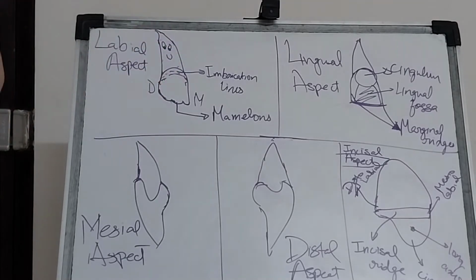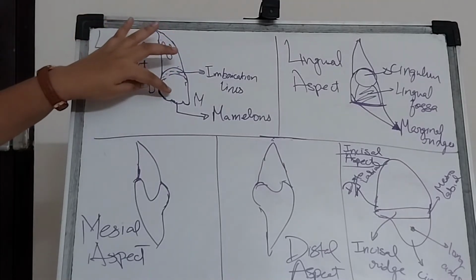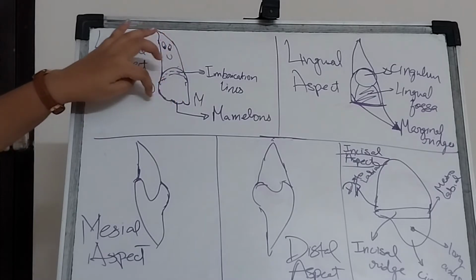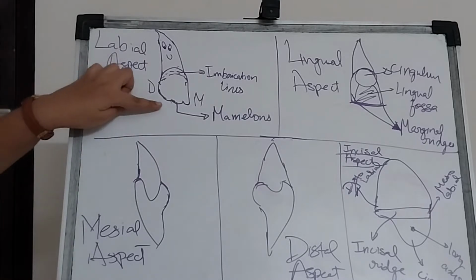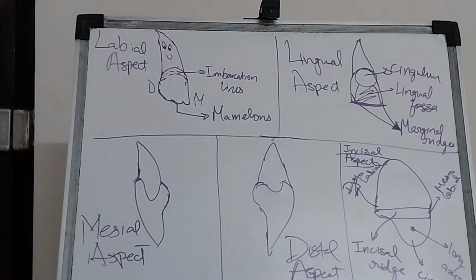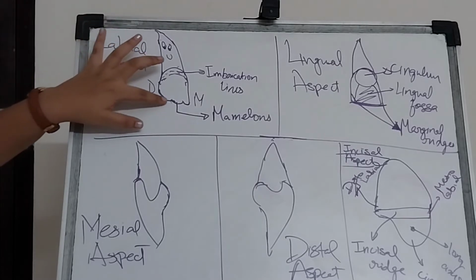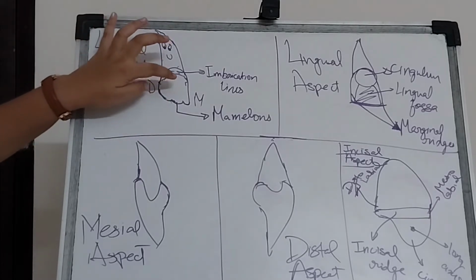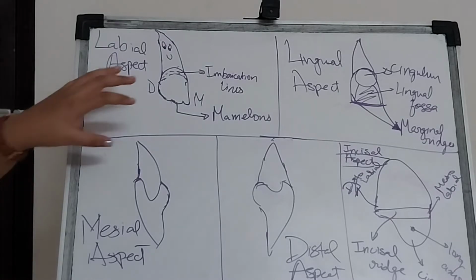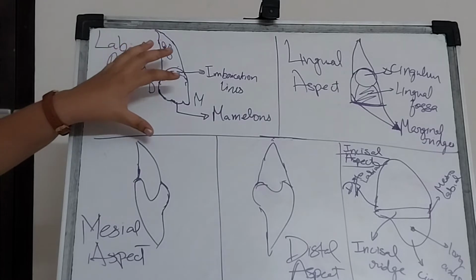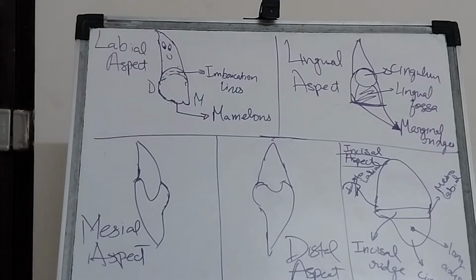What are the mamelons? Mamelons are small protuberances found on the incisal ridge of newly erupted incisors. They are not there in used teeth because of mastication. These mamelons are no more, but in newly erupted teeth there are mamelons. And if there is any misalignment of the tooth, then the mamelon might survive, that means they might escape the incisal wear.